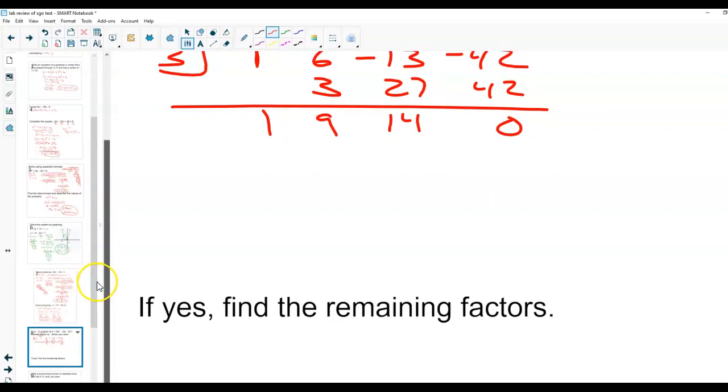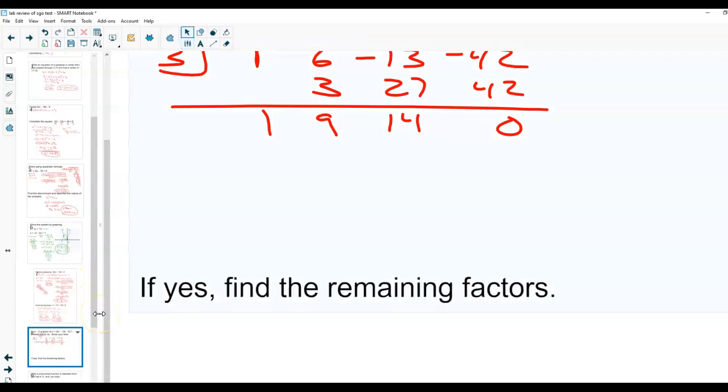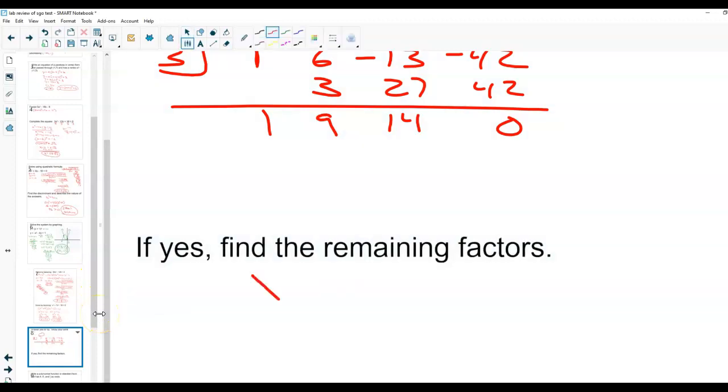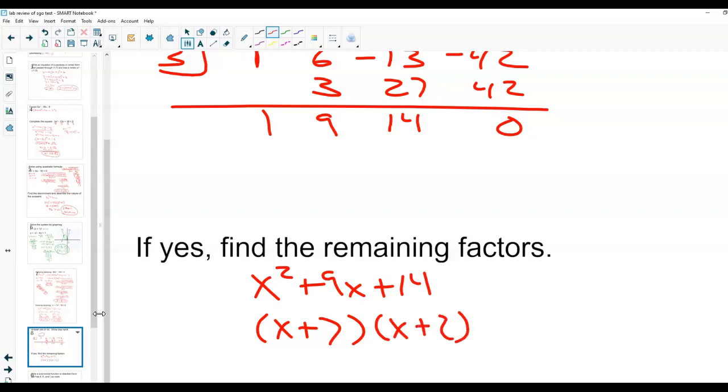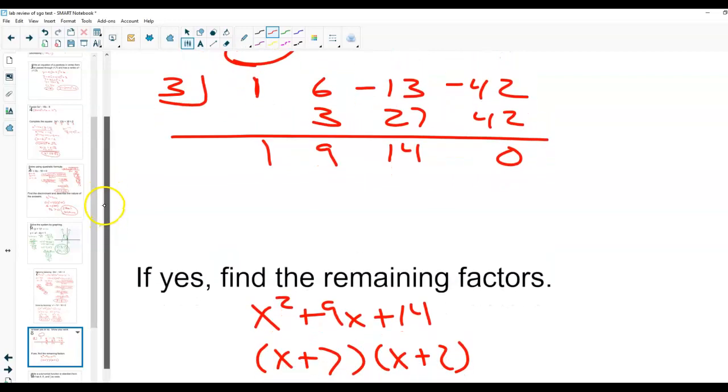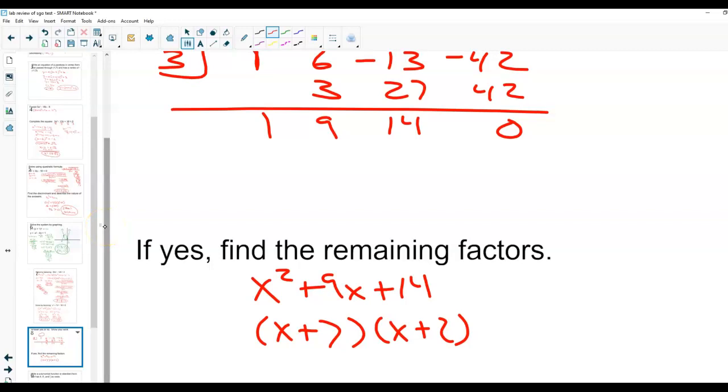If they want you to find the remaining factors, we're going to take that depressed equation there and factor it. And that factors to x plus 7 times x plus 2. Now, if they want the zeros, you have to set the two parentheses equal to 0. So in this case, the zeros would be 3, negative 7, and negative 2. But if they just want the factors, that's good enough right there.